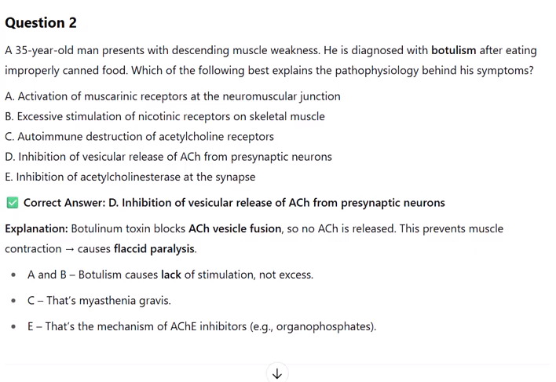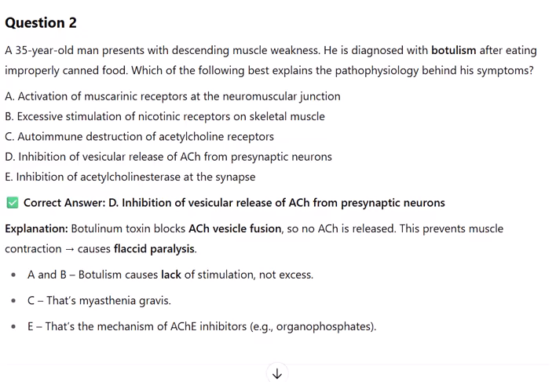C. Autoimmune destruction of acetylcholine receptors. D. Inhibition of vesicular release of ACh from presynaptic neurons. E. Inhibition of acetylcholinesterase at the synapse. Correct answer D. Inhibition of vesicular release of ACh from presynaptic neurons. Explanation: botulinum toxin blocks ACh vesicle fusion, so no ACh is released. This prevents muscle contraction, causes flaccid paralysis.